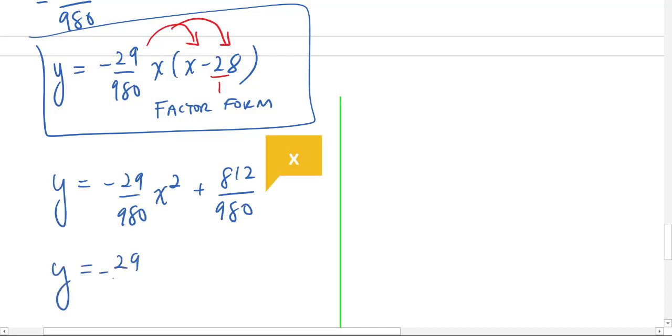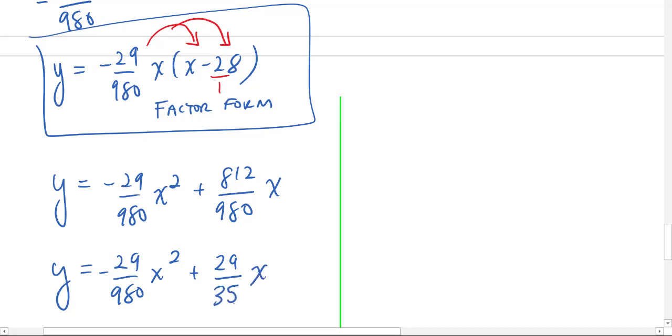And then we're going to take this one more step further. We already reduced this fraction earlier. 812 over 980. When I reduce it, and notice I missed an x here, I end up with 29 over 35x. And there's our expression in standard form.